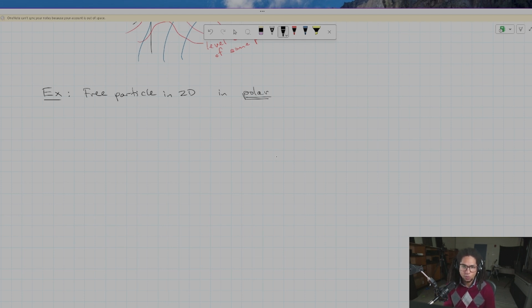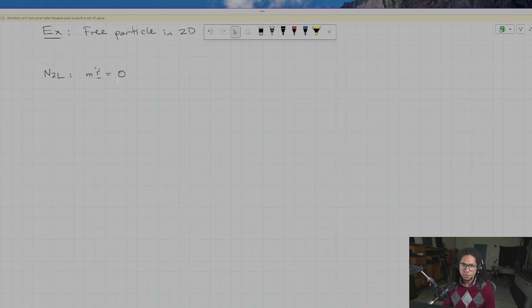Okay, so recall that the equation for a free particle, from Newton's second law, will be m r double dot is equal to 0, and that's the 0 vector. Well, let's describe the Lagrangian. The Lagrangian is just going to be the kinetic energy in this case, which is 1/2 m v squared.